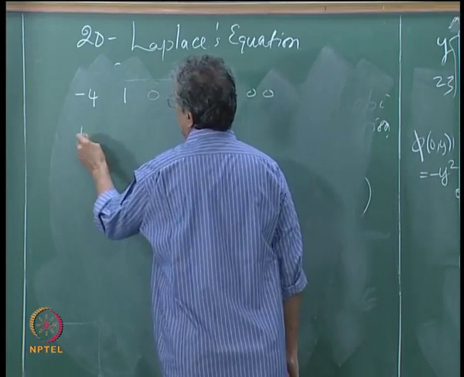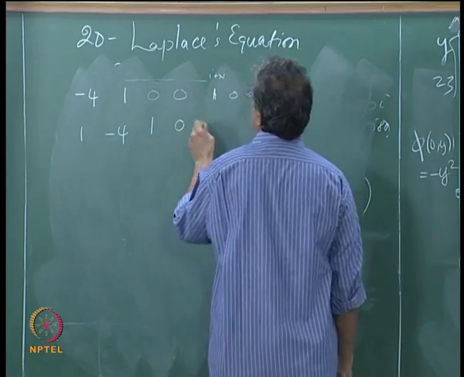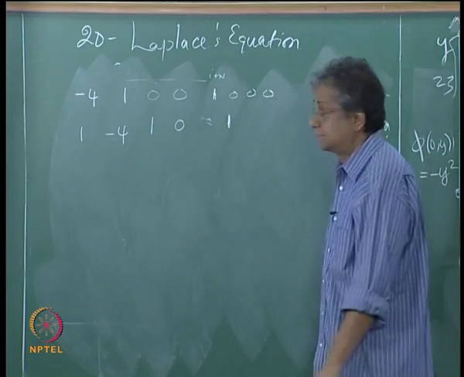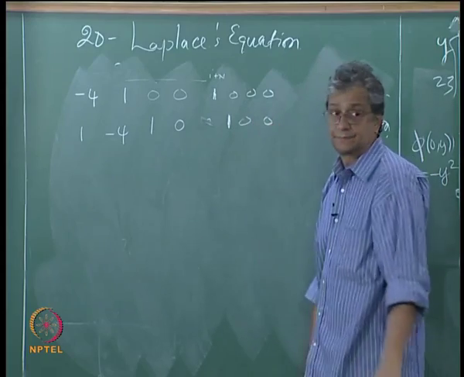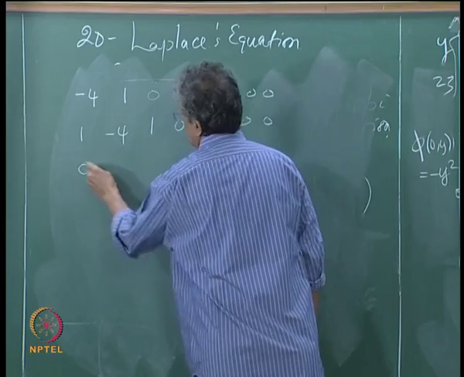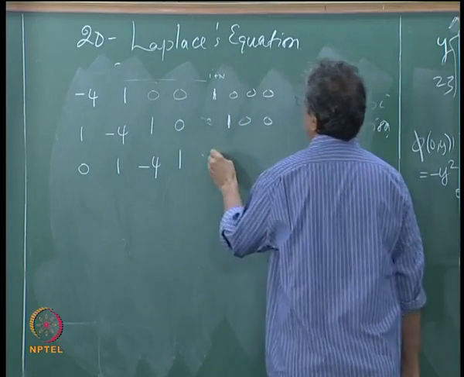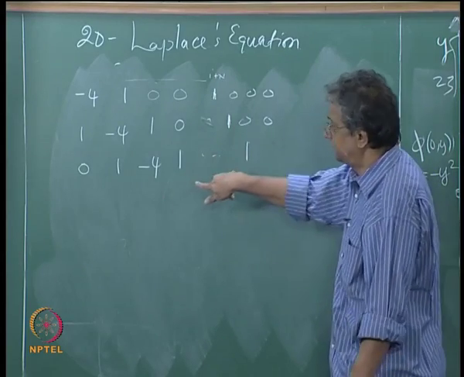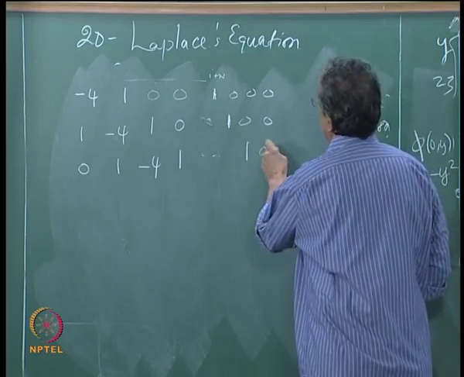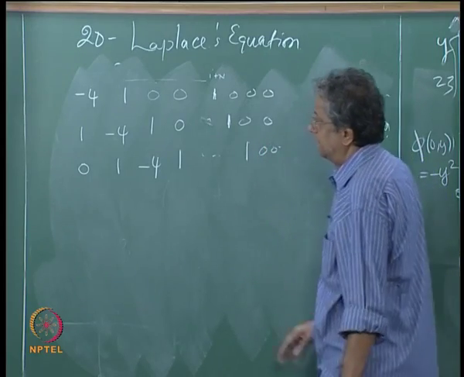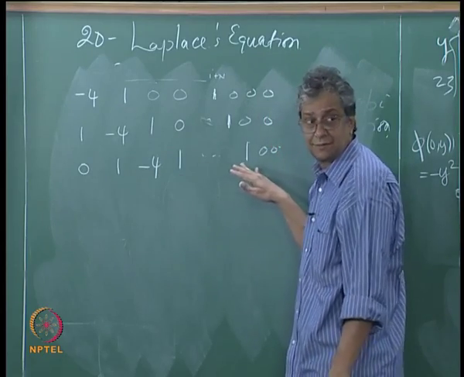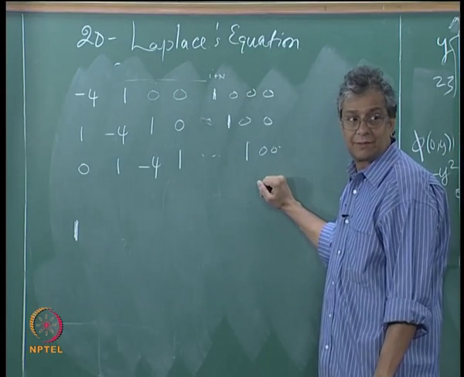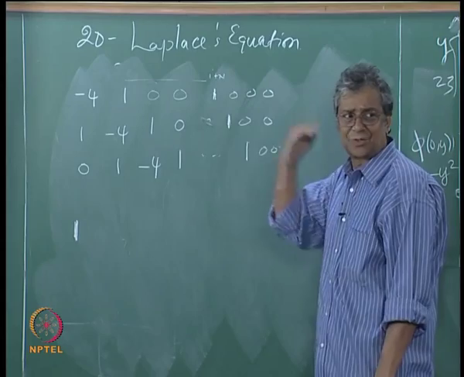What is the next one? 1, minus 4, 1, lots of zeros till you get to a 1 on the diagonal there, lots of zeros. Is that fine? And you get 0, 1, minus 4, 1, lots of zeros, 1 on the diagonal. So the equation keeps on shifting to the right, okay, lots of zeros after that. And this will keep on shifting to the right till you get to a point where a 1 will appear, right, till you get to a point where you have gone to the second row.